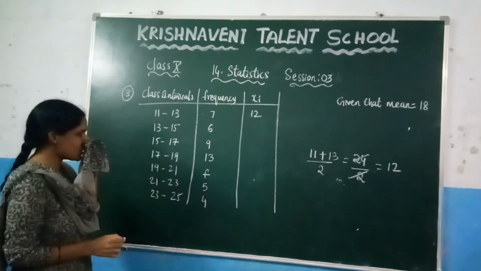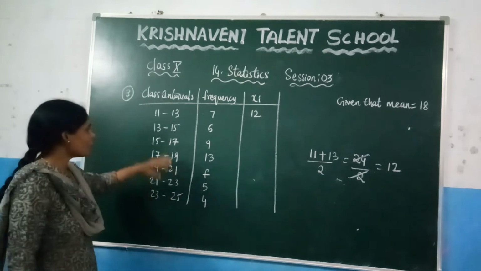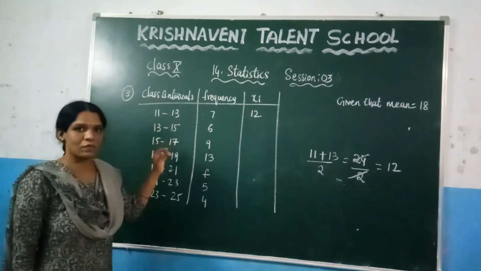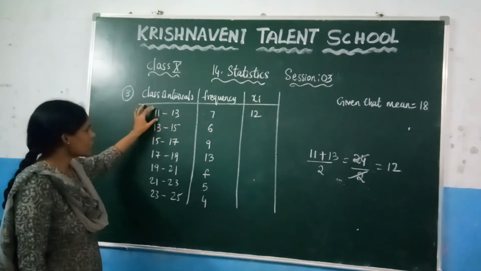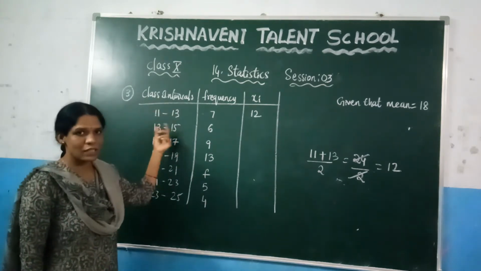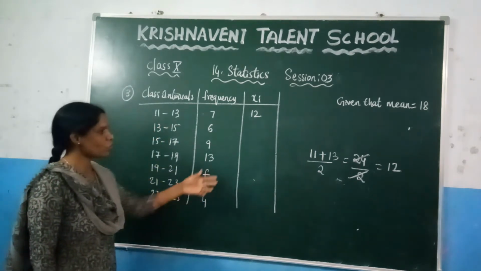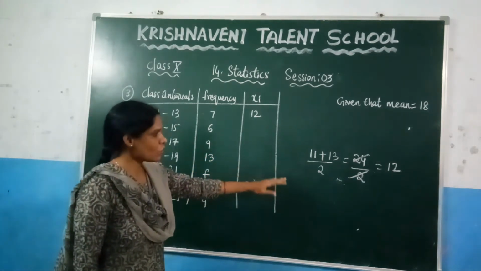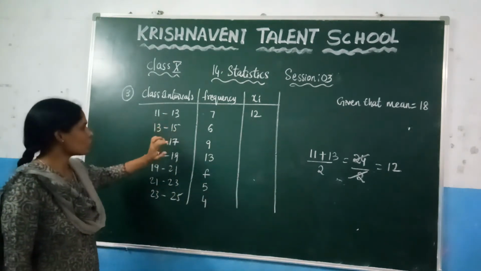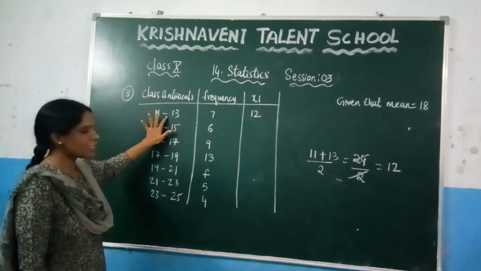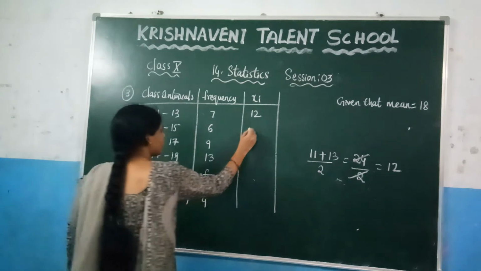Now you can observe what we are doing here: we are doing 11 plus 13 by 2. That means we are taking the average of these two values, that means you are finding the middle value. Since these values are very small and the difference between them is also very small, there is no need to add these two numbers and divide by 2. Let us take the middle value here. What is the middle value? 11. After that you will get 12. Similarly here, what is the middle value? 14. So write it here, 14.